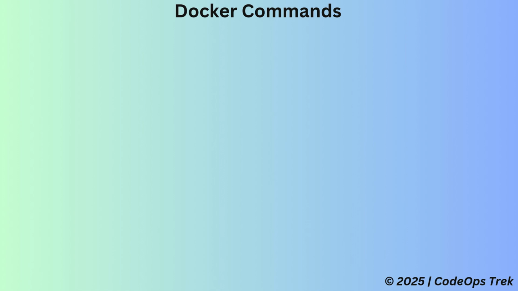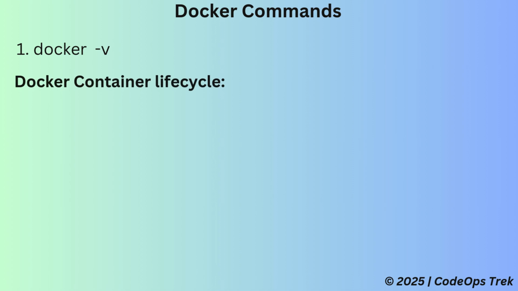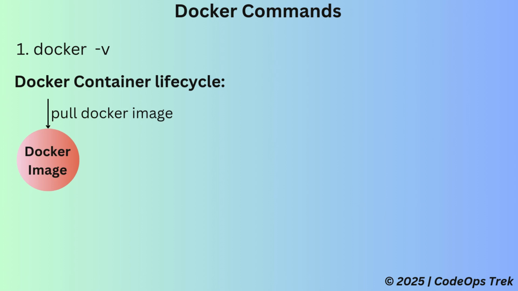So the very first command is docker -v, which is used to check the installed Docker version. Now, before moving to other commands, let's understand the Docker container lifecycle. A Docker container goes through several stages from creation to removal. The lifecycle begins when we pull a Docker image, which serves as the blueprint for the container. The next stage is to create the container from this image.